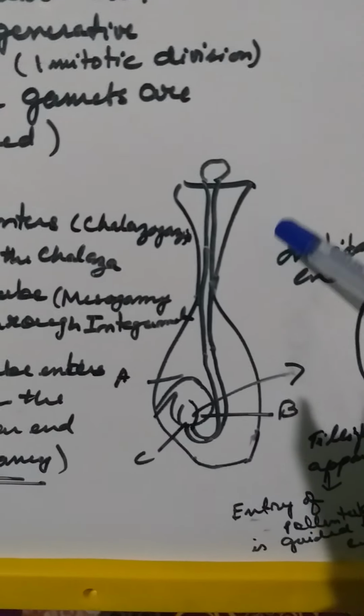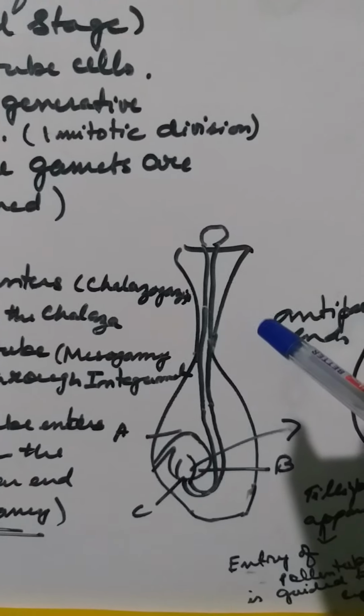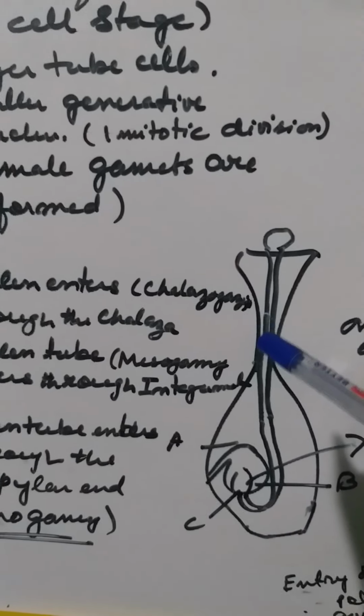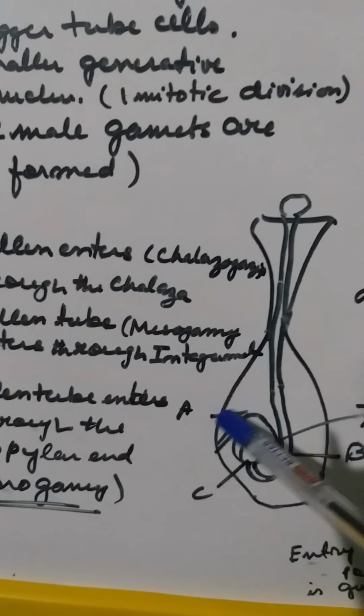Now you see, if you are seeing this diagram, this is basically a diagram of a common angiosperm, but here it has got the entry of the pollen up to the ova. See here, if you can recollect the previous thing, we are here.